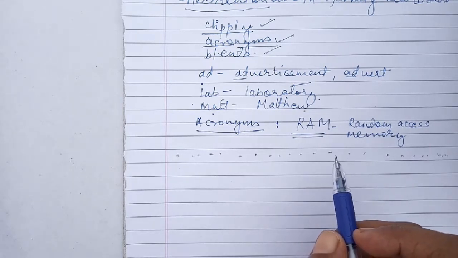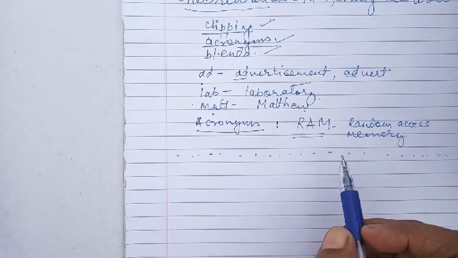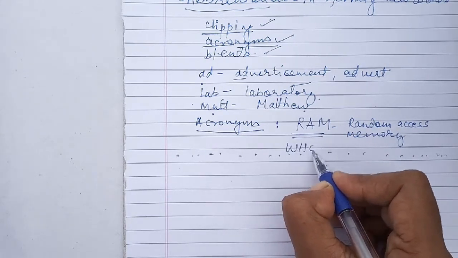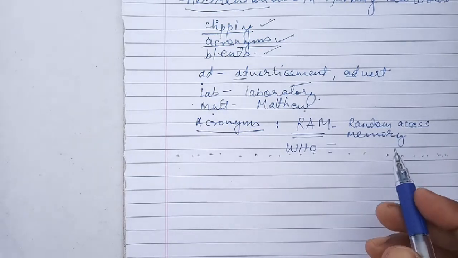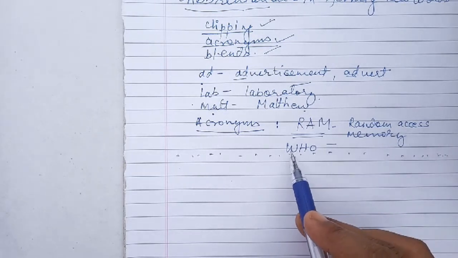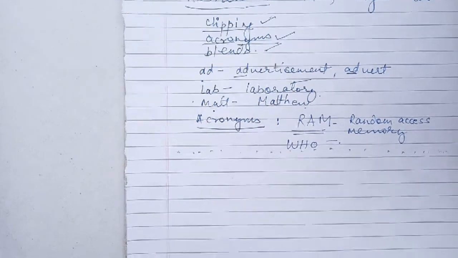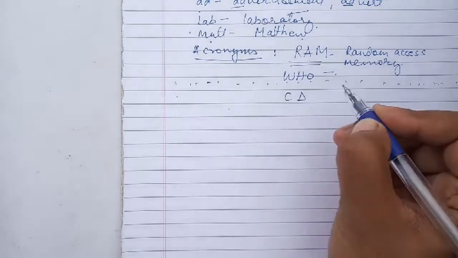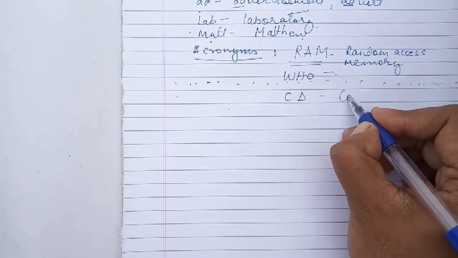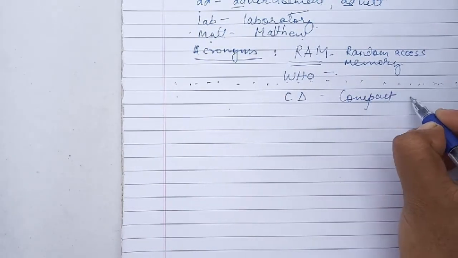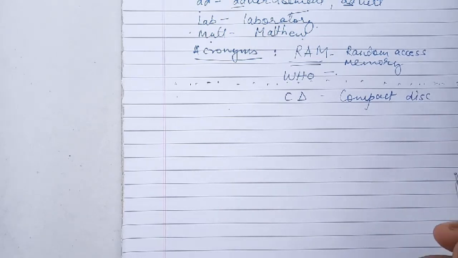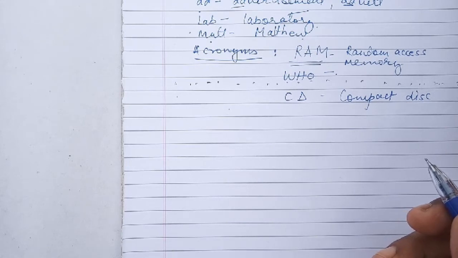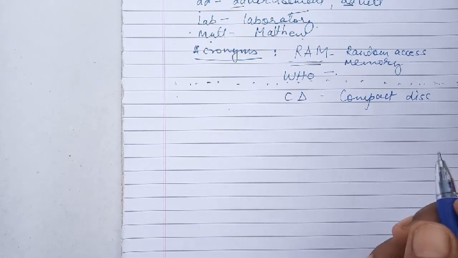Initials are similar to acronyms but are pronounced as sets of letters, not as words. Just for example, we can take WHO, World Health Organization, pronounced as W-H-O. Another example, we can take CD, compact disc, pronounced as C-D.